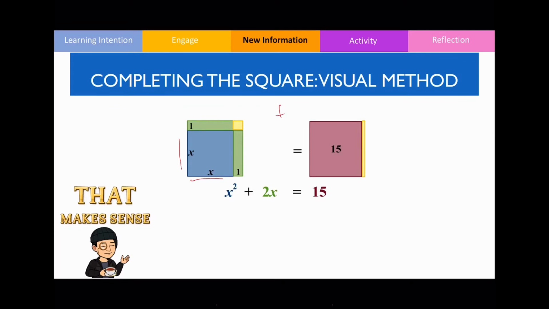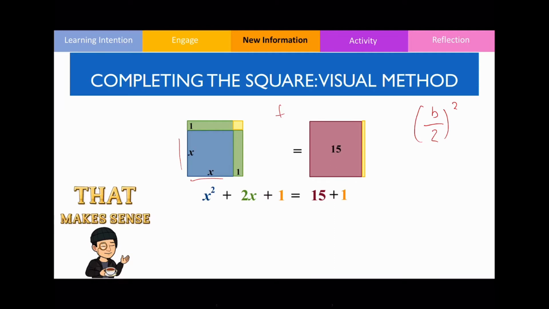Now, what would that look like algebraically? In this case, when I'm adding a term, I'm going to be adding 1 to both sides of my equation. You're probably thinking, why am I adding 1? Now, in this case, you're doing the exact same thing. You're going to be adding b over 2 squared. So in this case, b is 2. 2 divided by 2 is 1. 1 squared is 1. Okay, so I've added 1 to both sides of my equation.